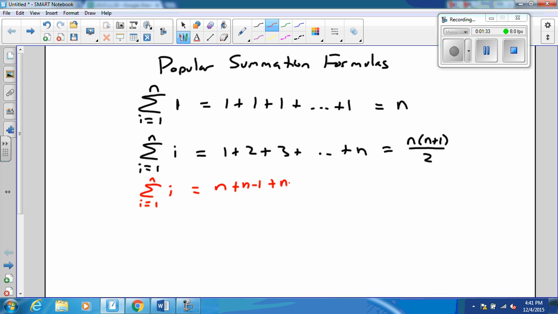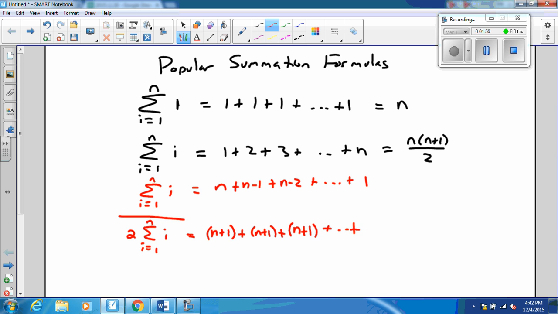If I write it backwards so that I'm adding the numbers from n down to 1, and I add it to the original, what I get on the left-hand side is 2 times the sum. What I get on the right-hand side is very interesting. I get n plus 1 in the first term. In the second term, I get 2 plus n minus 1. In the third term, I get 3 plus n minus 2, which is the same as n plus 1. And all the way down the line until the last term, where again, I get n plus 1.